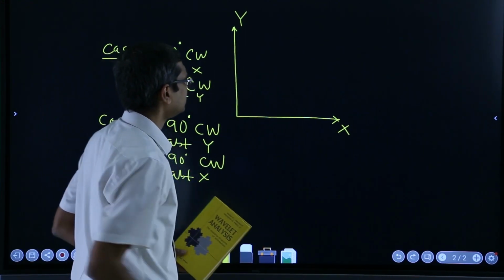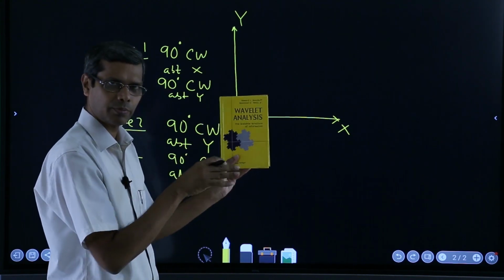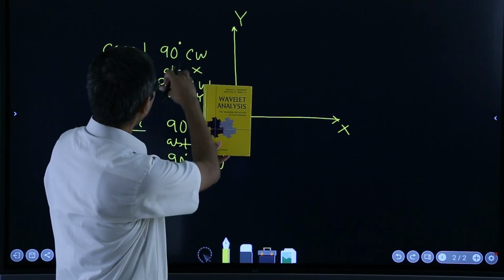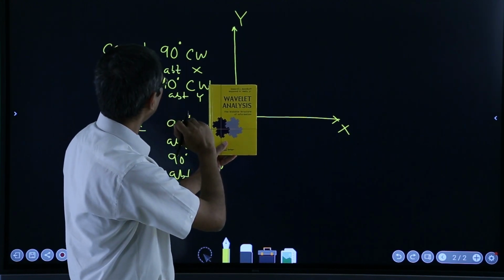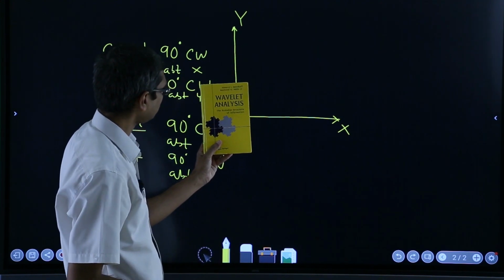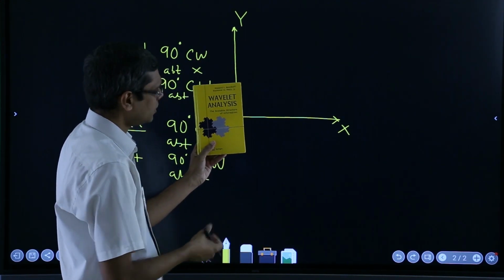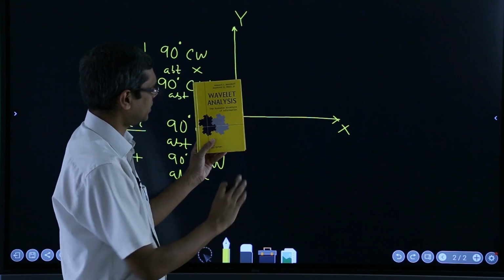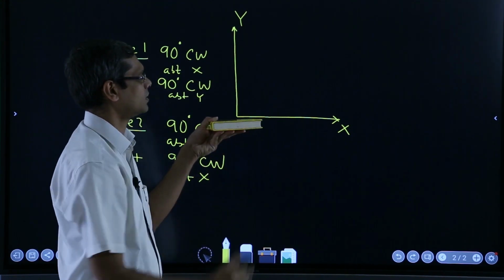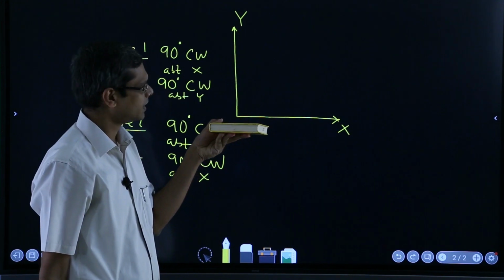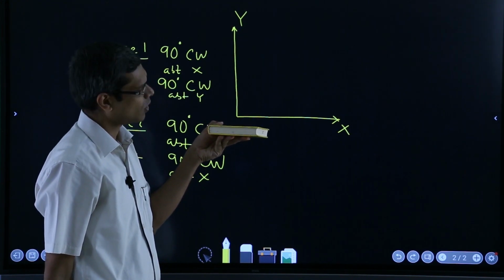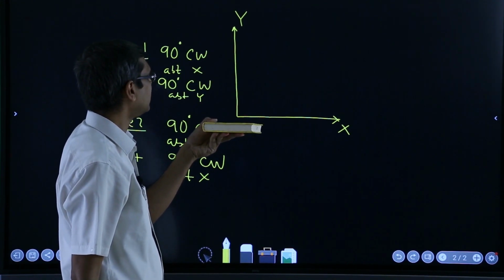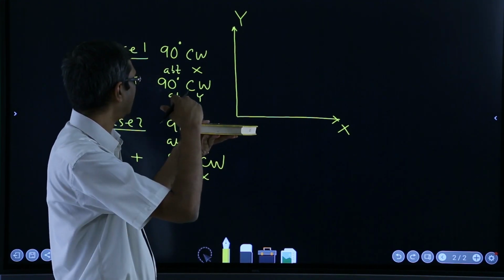So let us see. This axis I have drawn just to keep things in proper perspective. Okay. So I am starting like this. Case 1, a clockwise rotation of 90 degrees about x. So that is the x axis. Now clockwise, so this way we will rotate. Okay. So 90 degrees clockwise. So that is how we got this. Then about y I will have a 90 degree clockwise rotation.